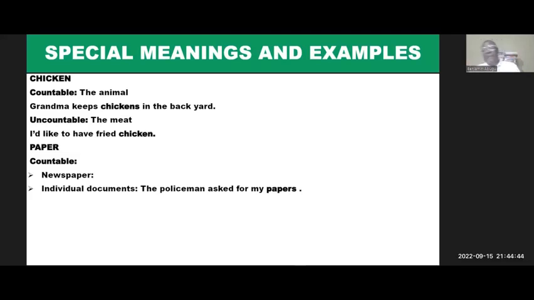You can also look at paper as individual documents. For example, if the policeman asked for my papers, so in that case, you can add S to papers. You can also look at paper as countable when we are looking at marking exam papers, okay?